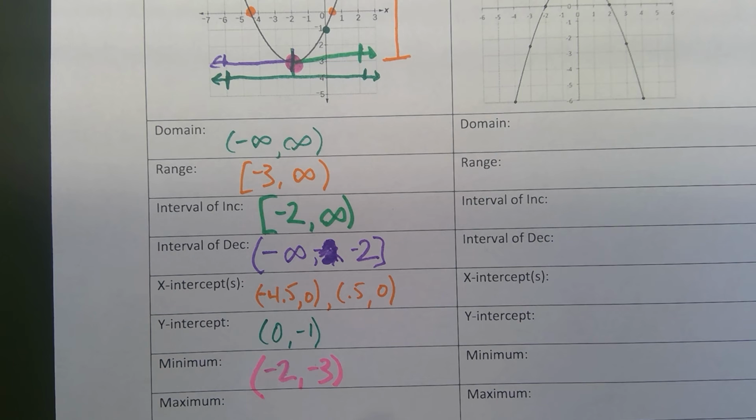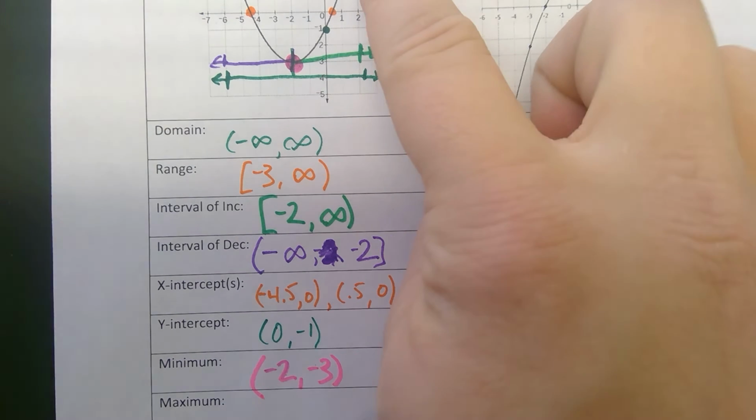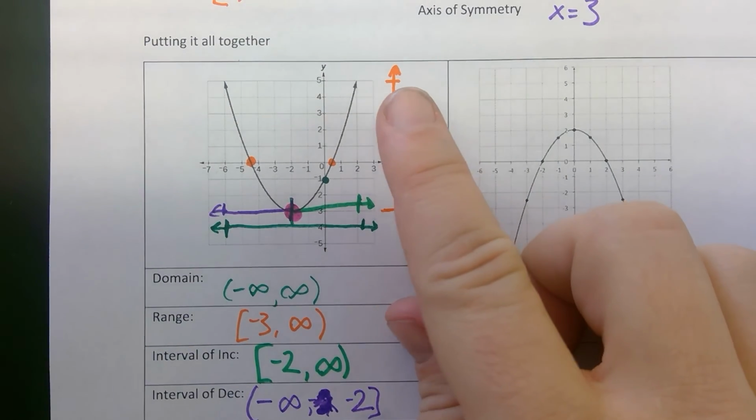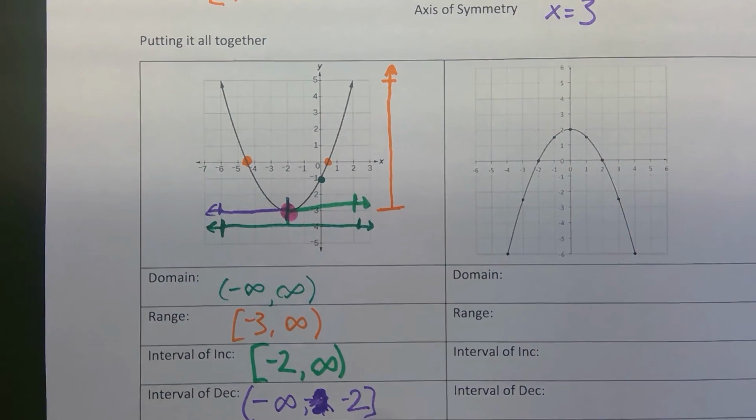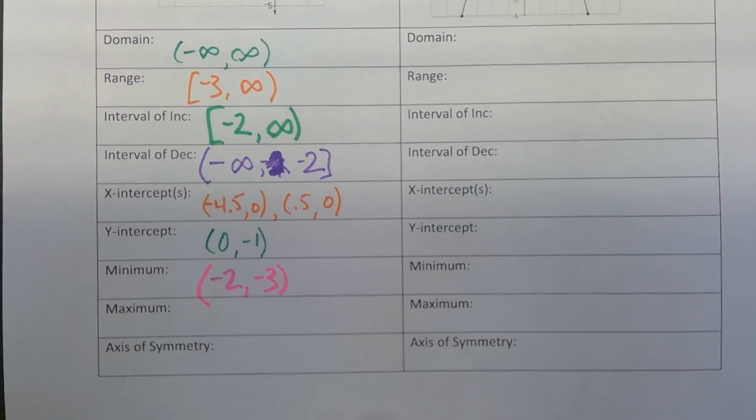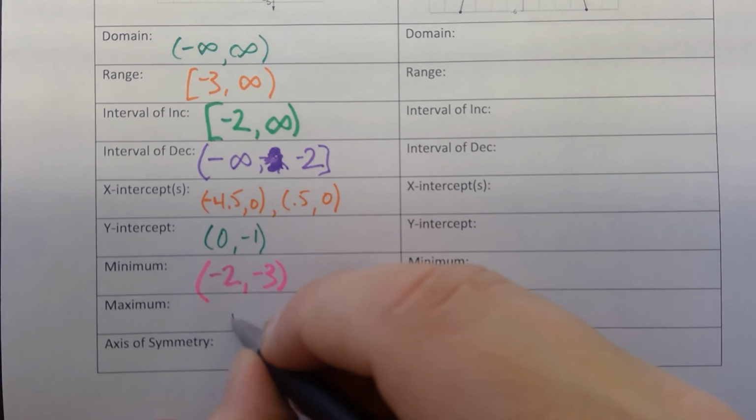Now if we look at our graph here, we look at the top, it keeps going on forever and ever. We got arrows at the top, so there is no maximum. So we'll go with none.